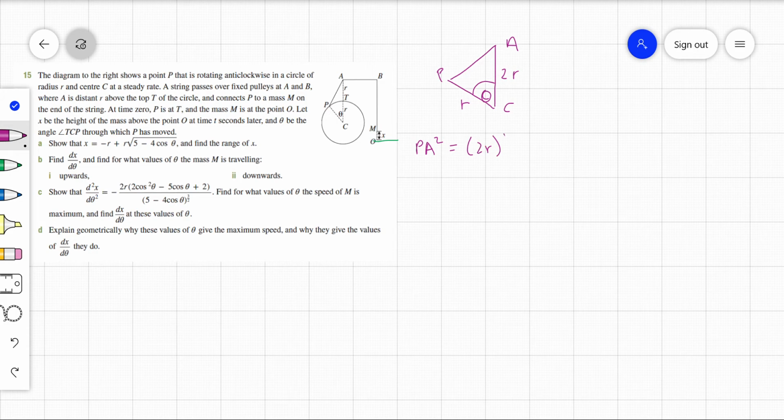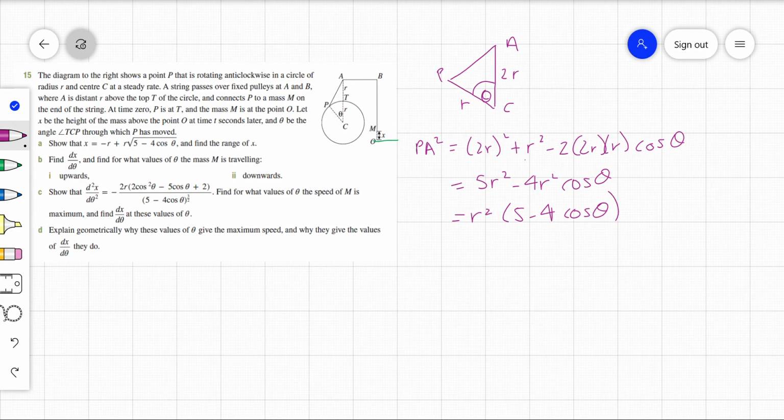So we've got AC squared, and so that's 2R squared, plus the other side squared, minus 2 lots of AB cos theta. Alright, so if we put that together, 2 squared is 4, and then we've got this fifth one, so we've got 5R squared here. And here we've got 4R squared cos theta. We could factorise by the R squared, so we've got 5 minus 4 cos theta. So our PA would be R square root of 5 minus 4 cos theta, because of course we want a positive length. Now that's P to A, so we want to find how much longer that is compared to R.